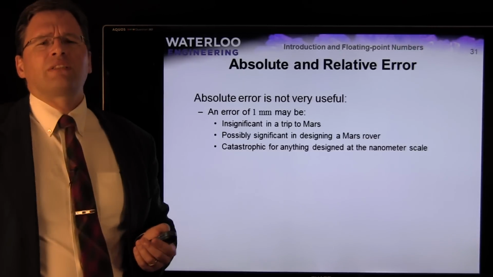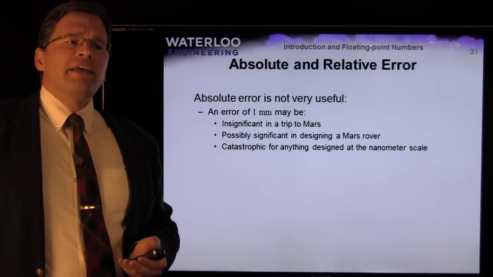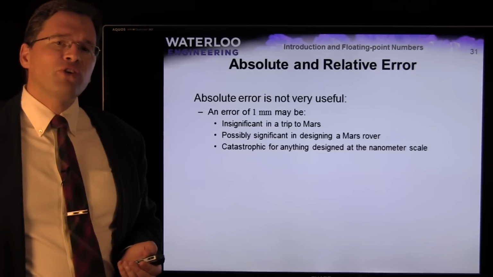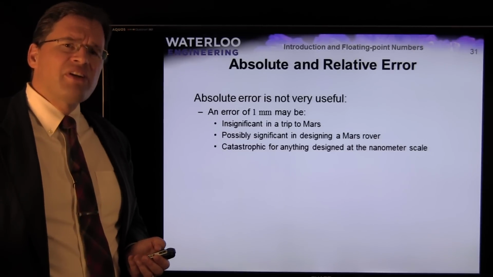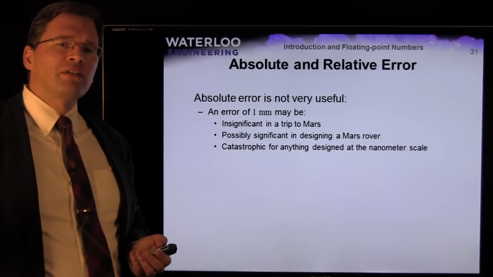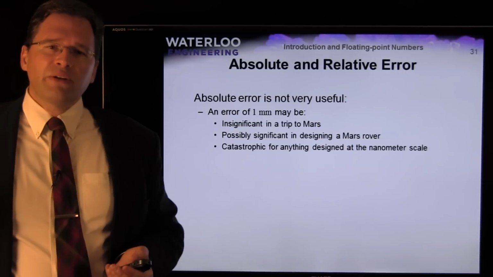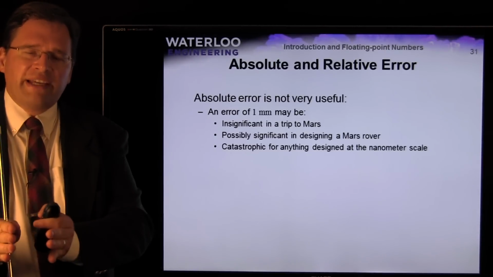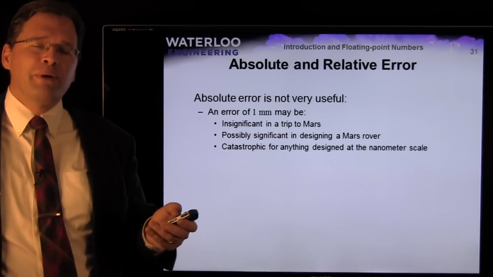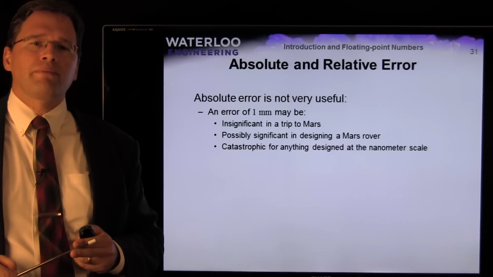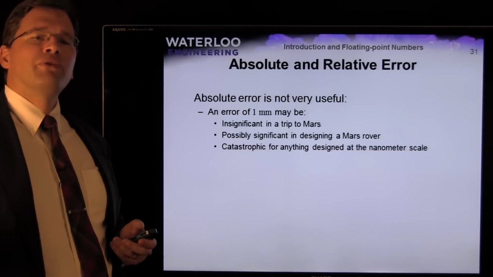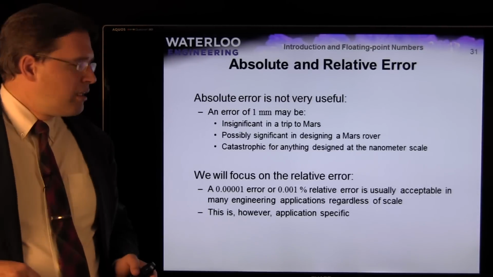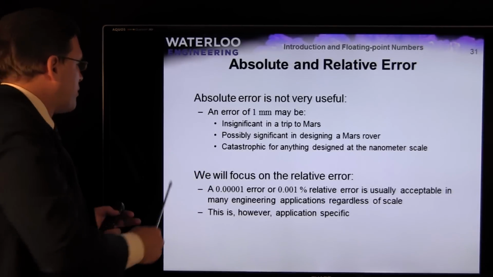Well, on a trip to Mars, it's probably insignificant. If you're actually using that 1 millimeter to define some specification on the Mars rover, that probably is significant, most likely, but maybe not. However, if you're dealing with a nano system, if you're dealing in nanometers, an error of 1 millimeter is going to be catastrophic. On the other hand, relative error is unitless. So it doesn't care about the units.